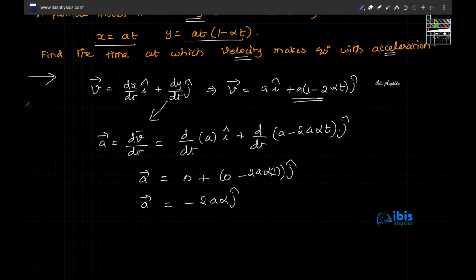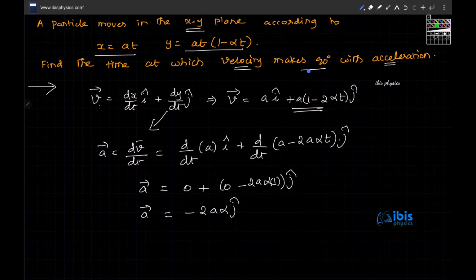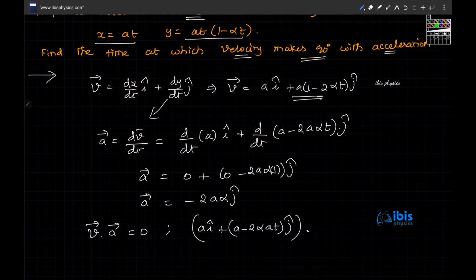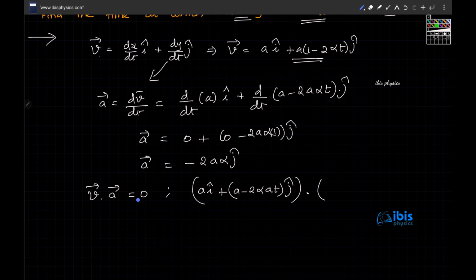So once velocity and acceleration are there, we need to find the time at which velocity makes 90 degrees with acceleration. When velocity and acceleration are 90 degrees to each other, their dot product is 0, because when two vectors are at right angle to each other, the dot product is 0. So to find the moment, we set v dot a equal to 0. So v is a i cap plus a minus 2 alpha a t into j cap, dot the acceleration vector, minus 2a alpha into j cap, equal to 0.